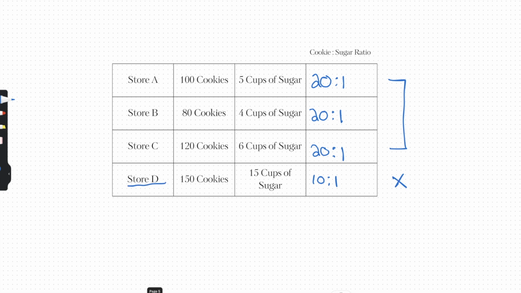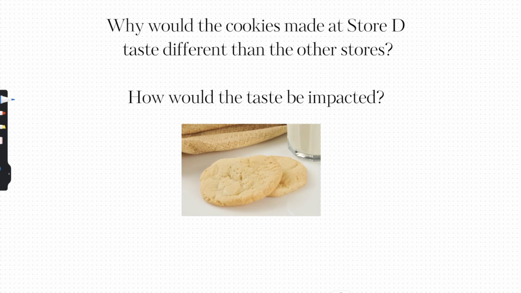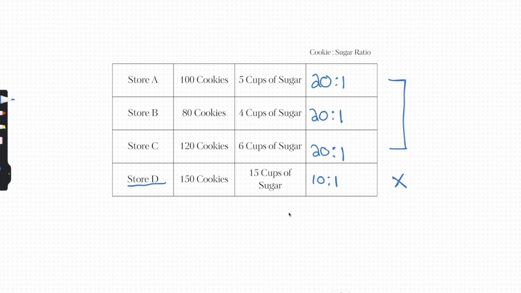But here's my question for you. Why would the cookies made at store D taste different than the other stores? How would it impact the taste? So think about it. For these other 3, to make 20 cookies, you need 1 cup of sugar. And for this one, to make 10 cookies, you need 1 cup of sugar. So how would that impact the taste of store D? And the answer is, these cookies would be way too sweet. There'd be way too much sugar. It'd actually be twice as much sugar in these cookies as in store A, B, and C.